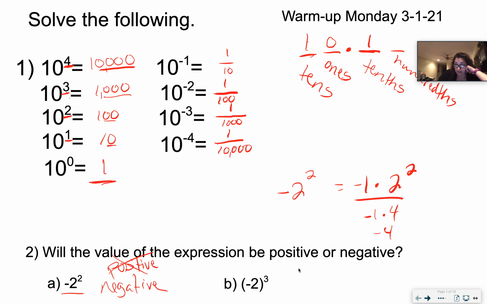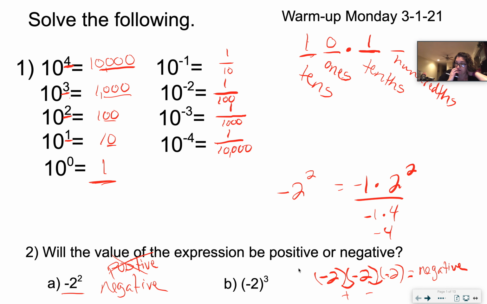So that's why I get a negative answer. So again, if I don't have parentheses around that number that I'm squaring, then it is going to be negative. Okay, notice my exponent is a 2. It's an even number, so it's negative. On the second one, notice my number is inside parentheses this time, right? So I'm taking -2 times -2 times -2, right? How many -2's do I have? I have 3. So a negative times a negative is a positive. A positive times a negative is a negative. So this answer is going to be negative as well.